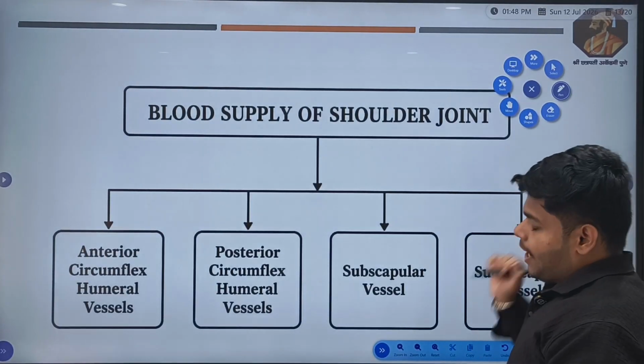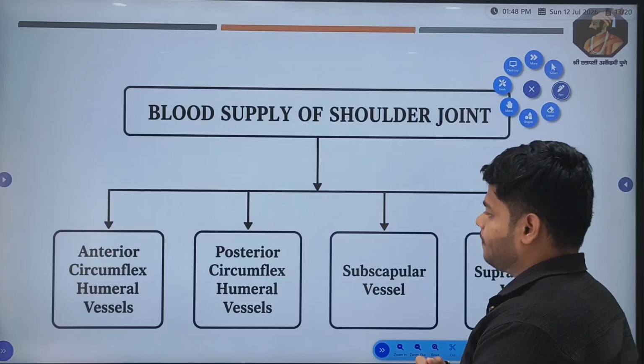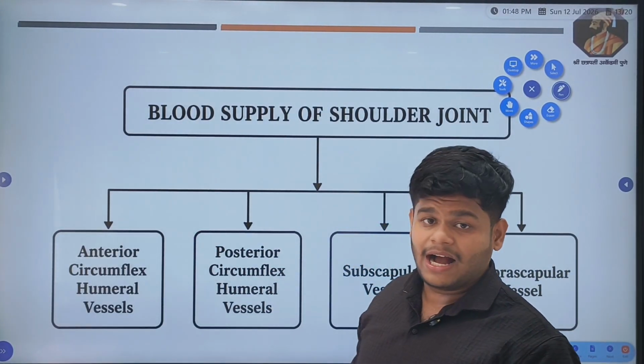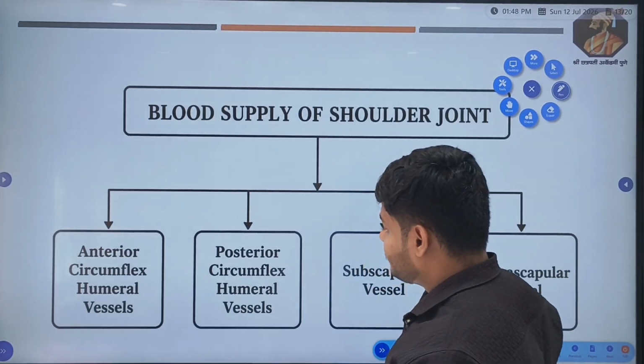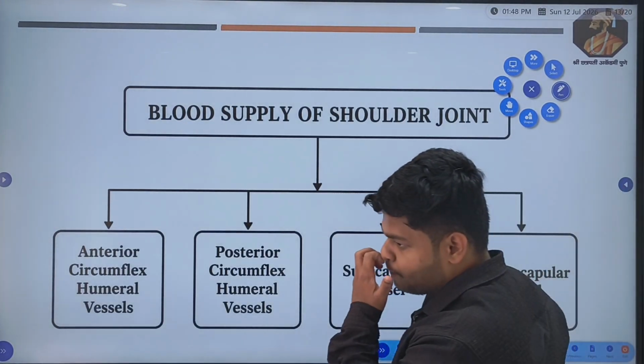Now the blood supply of the shoulder joint. How is the blood supply given? They are given by the branches of the axillary artery: anterior circumflex, posterior circumflex, subscapular and suprascapular.